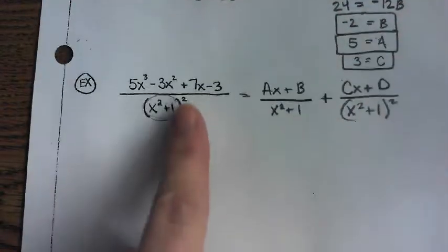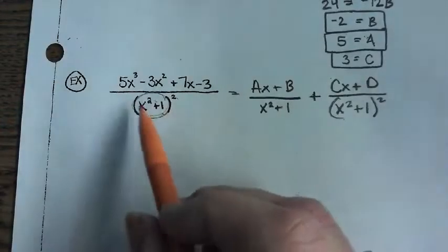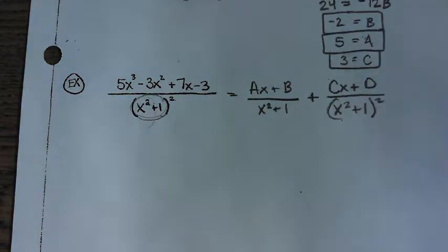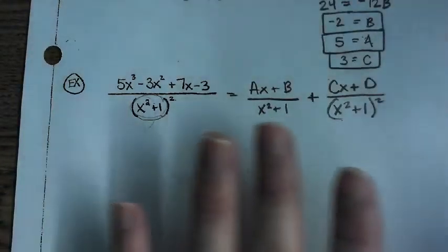Like if it was to the third power, we would do it again to the third power and so forth, just like we did yesterday. But you have to look at that base and know that that is a quadratic factor, so it deserves a linear numerator. Any questions on that? Okay. So you would go through and solve that.